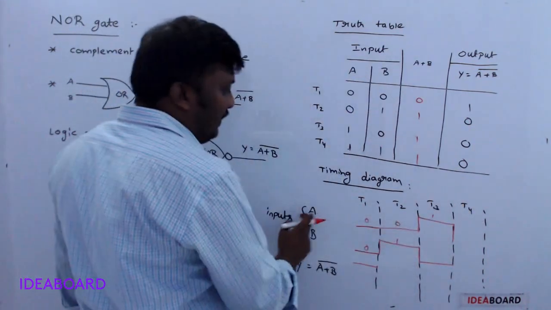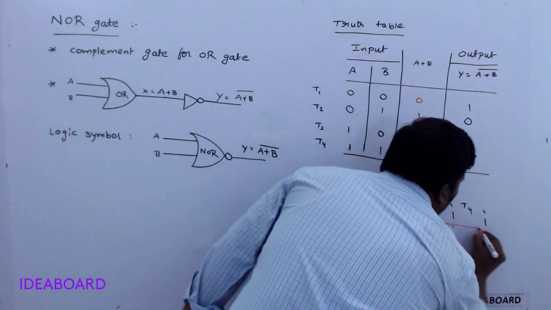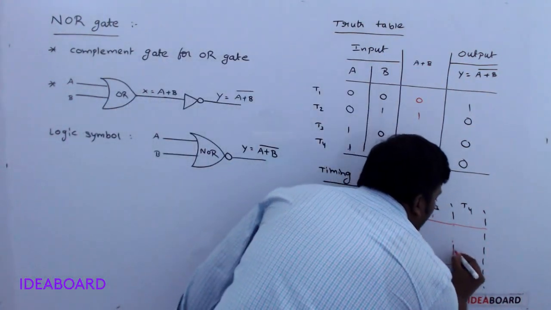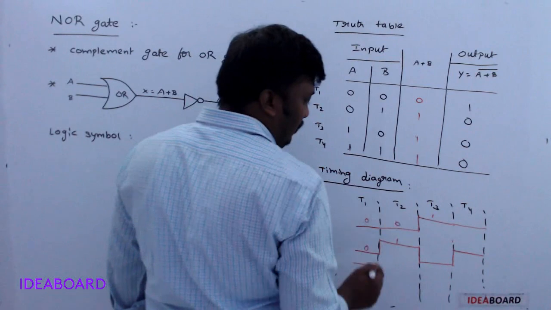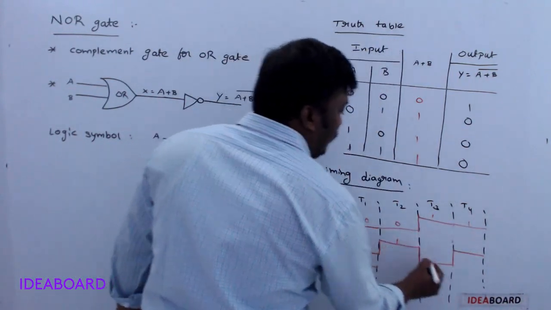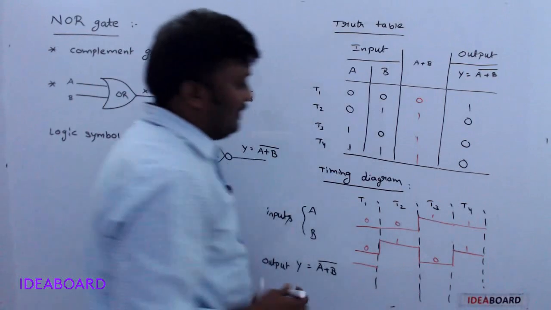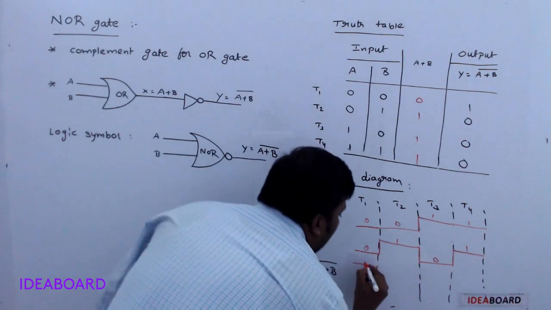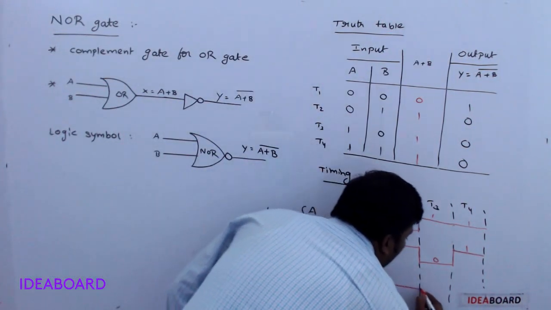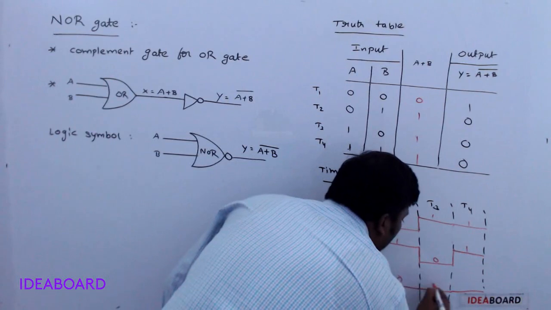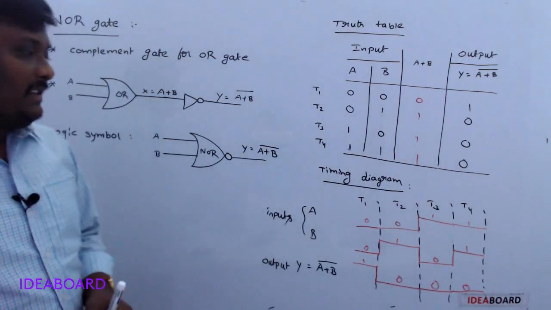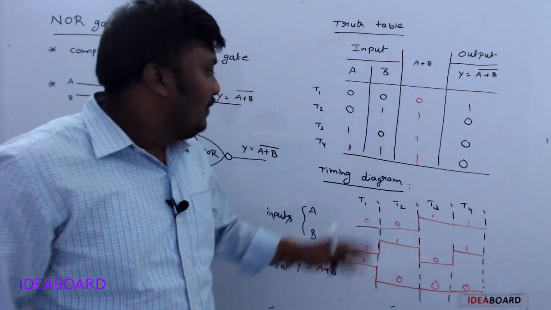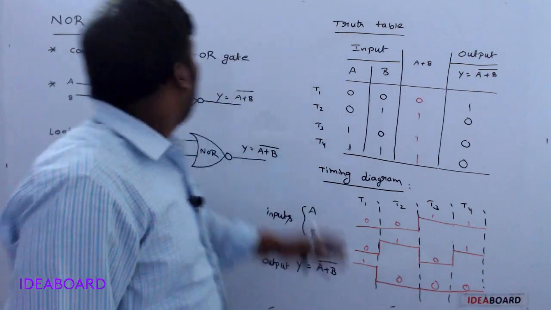T4 is A is 1, B is 1. For T4, A is 1, so it is continuous. B is 1 means like this. Okay? 0, 0, 1, 1, 0, 1, 0, 1. See the output? Output value is 1 for the first one, all the remaining are 0. Understand now? So if anywhere you observe a timing graph like this, that is related to the NOR gate.